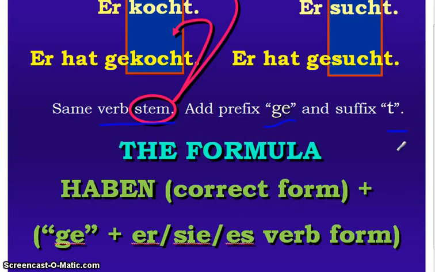So if you were to write a formula for this, it would be as follows. You're going to conjugate haben, so make sure you conjugate it into the correct form. So hat, and then at the end of the sentence, you will use ge plus the er/sie/es verb form. So sucht, kocht, kauft. This formula is really important. So once again, conjugate haben. This is for regular verbs. Ich habe, du hast, sie, es hat, wir haben, ihr habt, sie haben. And then the past participle is the ge, plus the er/sie/es form of the verb.